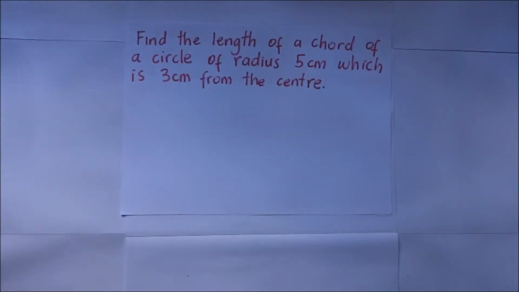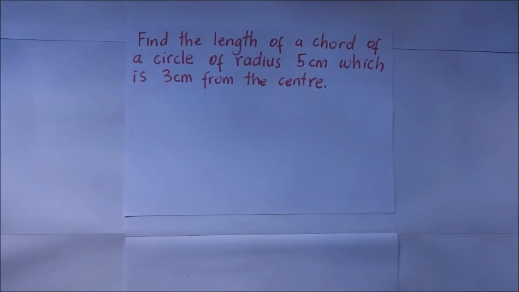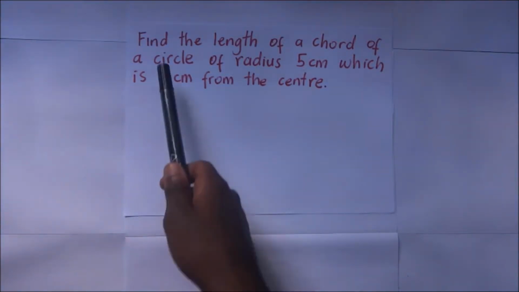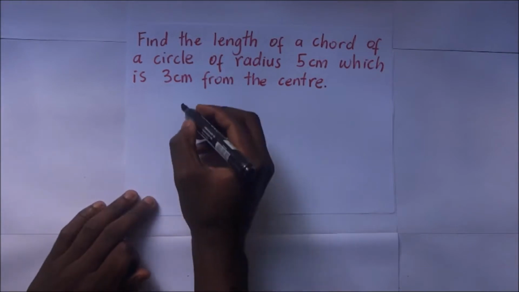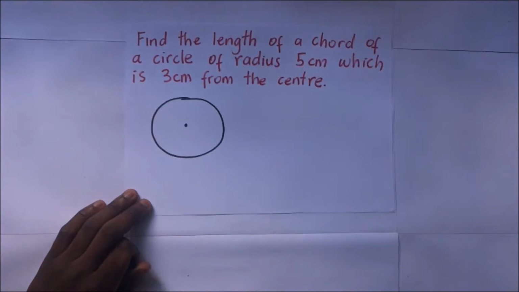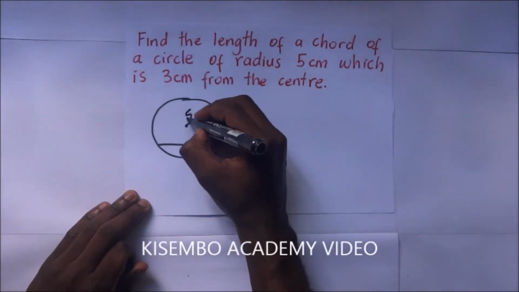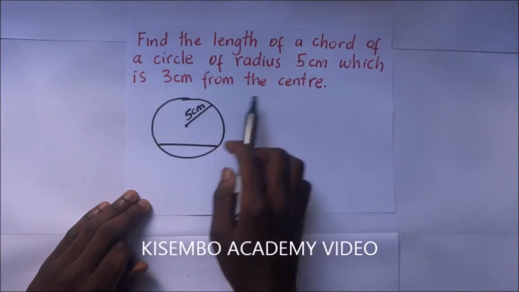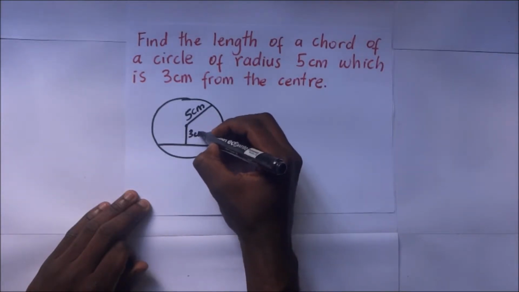So we'll work out this example. As we are interpreting some of these numbers, we need to interpret them basing on these properties of chords we have explored. Find the length of the chord of a circle of radius 5 centimeters, which is 3 centimeters from the center. So we have a circle like this with a center. They're asking us to find the length of the chord. Let's say this is the chord. The chord is in a circle whose radius is 5 centimeters, and it is 3 centimeters from the center. So the distance from here to there is 3 centimeters.